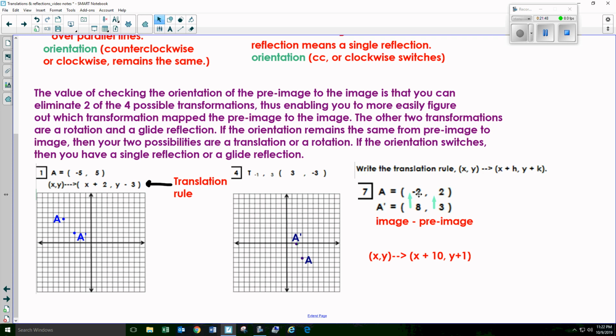Now, if you don't want to think of subtracting, the other way to think of this is going from here. I'm starting at negative 2, and I have to end up at positive 8. How much do I have to add to that? I have to add 10. Here I'm starting at 2, and I'm going up to 3. How much do I have to add to that? 1.